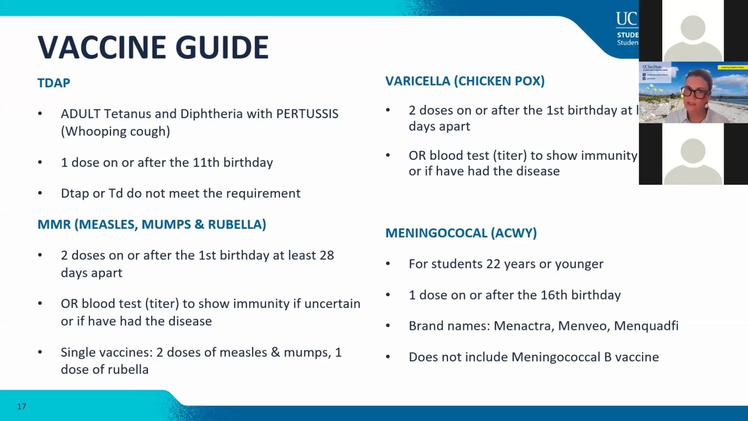The dose needs to be on or after your 16th birthday because we know it lasts approximately 5 years in terms of immunity. So it might be that you received that dose when you were 14, so you may need to get an updated dose. Brand names in the US include Menactra, Menveo, MenQuadfi, and there's a couple of others now too. And it doesn't include the meningococcal B vaccine. It just is the standard meningococcal vaccine.